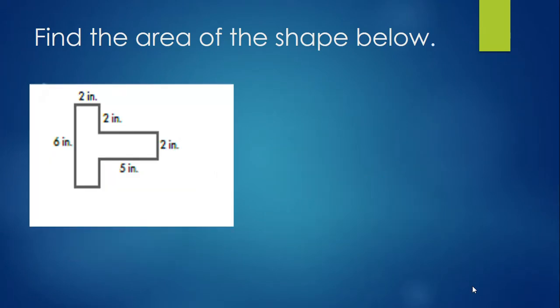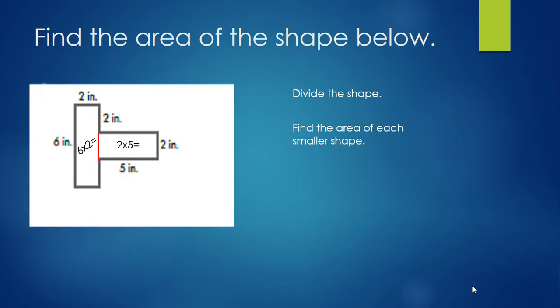Find the area of the shape below. Let's see if we can use some of the strategies we've just looked at. Divide the shape. I see where I can divide this shape into two rectangles. Find the area of each smaller shape. I'm going to use my formula to find the area of the long rectangle and the short rectangle. 6 times 2 and 2 times 5.